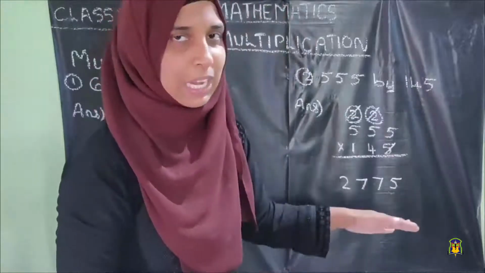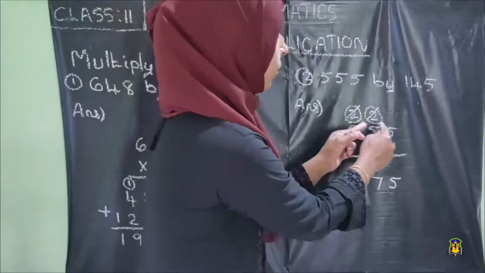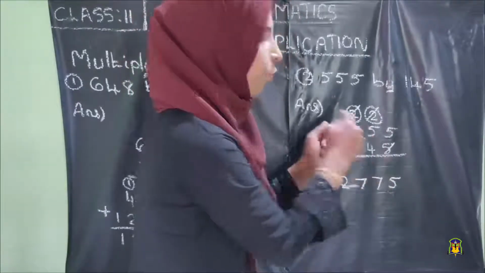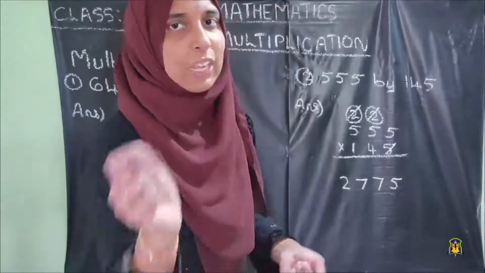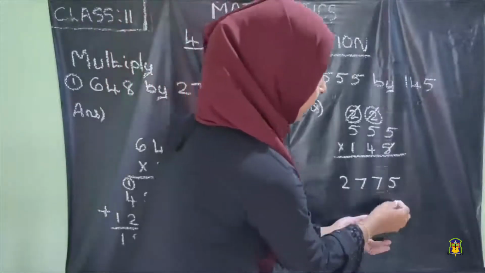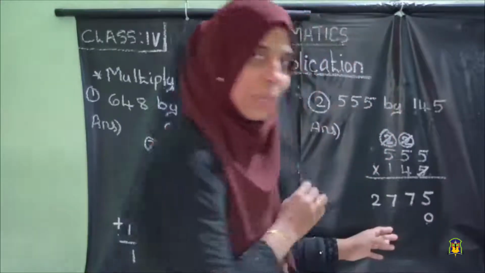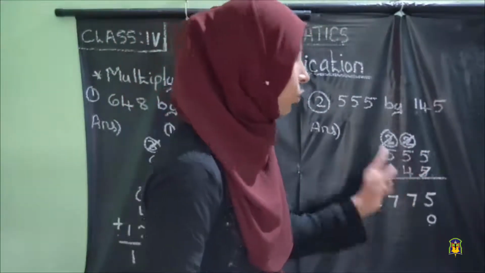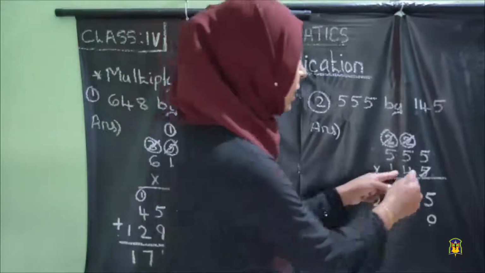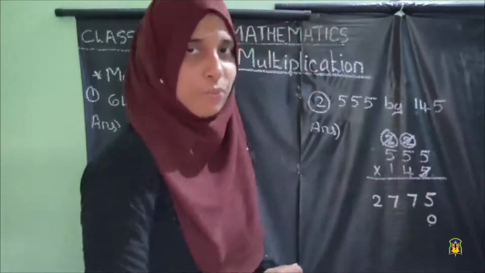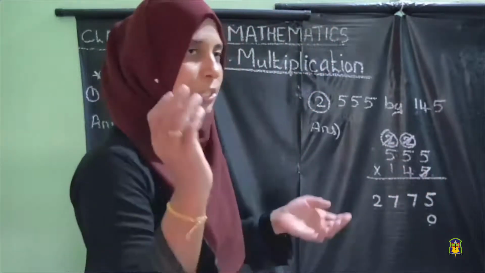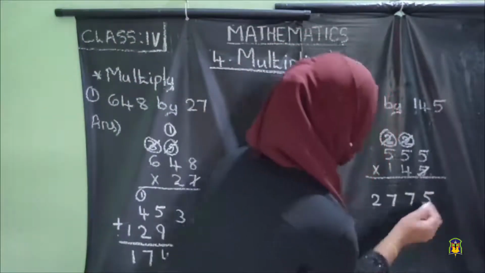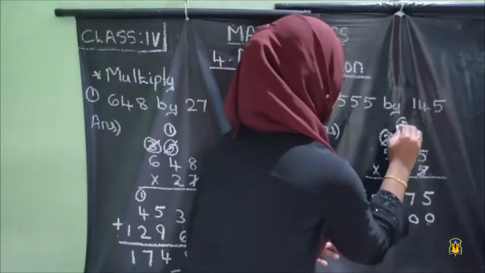Okay, the next step is we want to multiply 555 into the tens place digit here, 4. Before that, we want to put a 0 below the ones place. Then we can multiply 555 into 4. So we can start. What is 4 into 5? 4 into 5 is 20. So in 20 we can write 0 below the tens place and 2 as carryover.